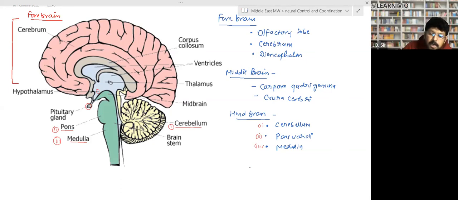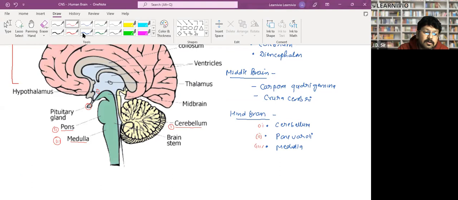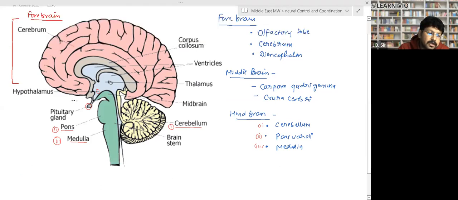Before going into the factual part, I want to share one more important thing. Look, the brain is covered with a cover, and we have already discussed that part in the skeletal system. What do we call that cover? Brain is covered by a bone-like structure, a bony cavity. What do we call the bone around our brain? Come on. Skull. Yes, skull.